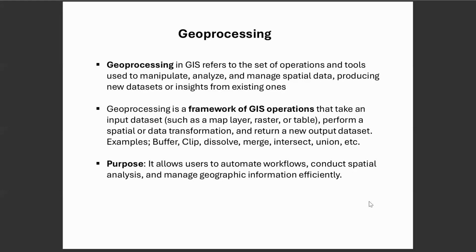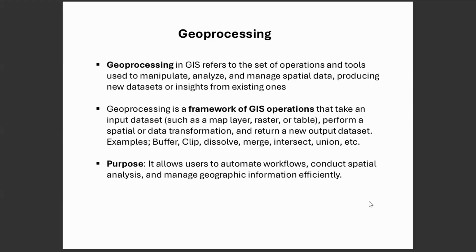So in GIS or in QGIS, we have what we call geoprocessing tools under the vector layer. Even in raster analysis too, we can also undertake geoprocessing. But what we are going to concentrate on is geoprocessing under the vector analysis. And when we are talking about geoprocessing in GIS, it refers to a set of operations and tools used to manipulate, analyze, and manage spatial data, producing new data sets or insights from existing ones.